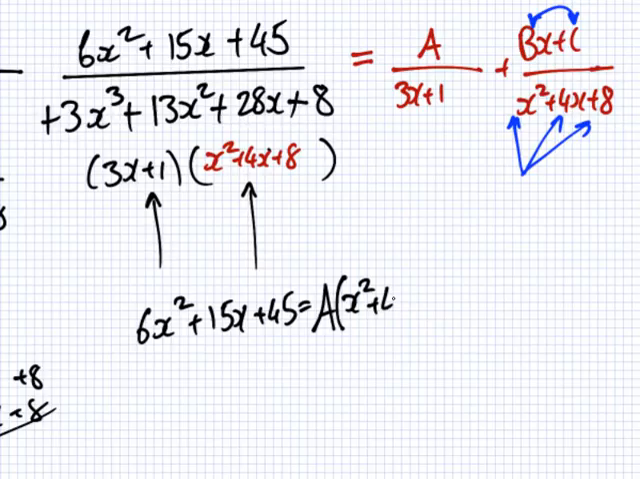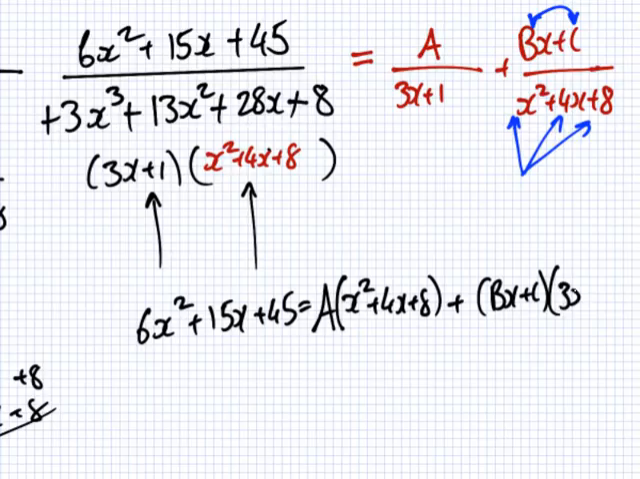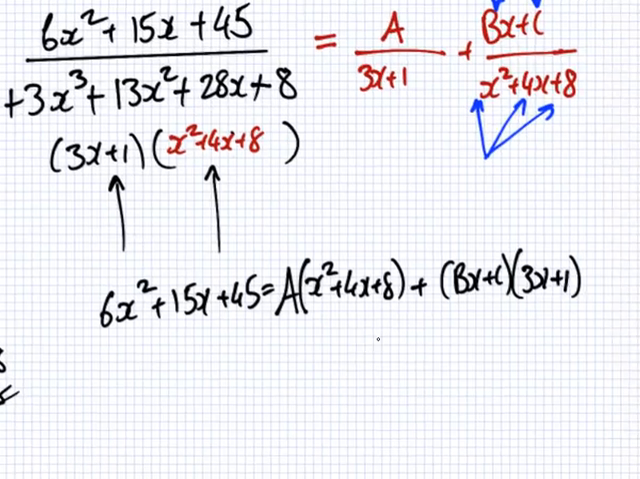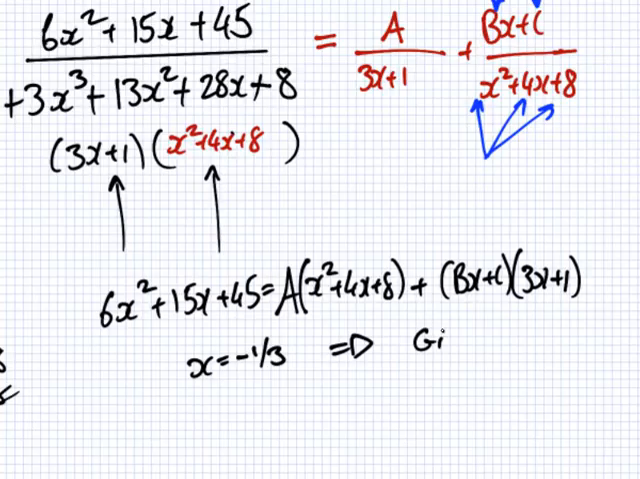plus 4x plus 8 plus bx plus c times 3x plus 1. Now, is it possible to easily solve this? For example, you can make x equal minus 1 over 3. If you make x equal minus 1 over 3, what would that give you, Ms. Sharif? Gives you A, because this is gone. Next, you should make x equal to 0. This is gone, this you know, so that one would give you B.